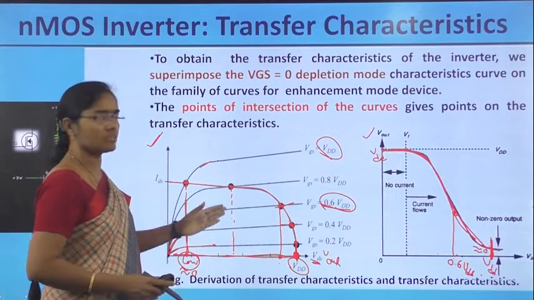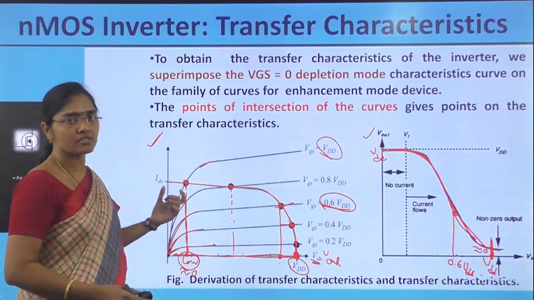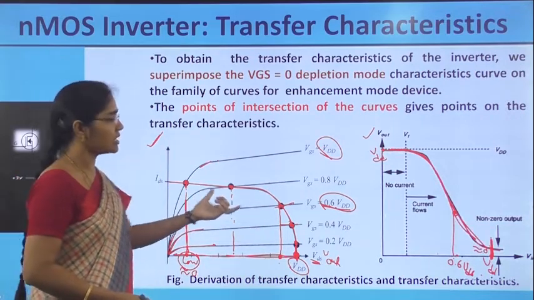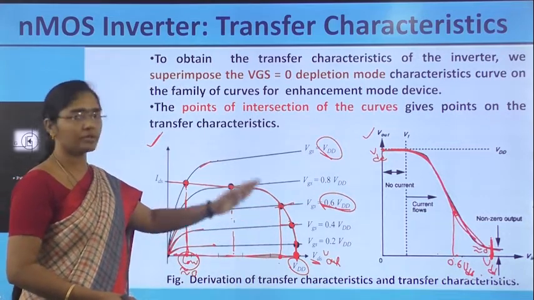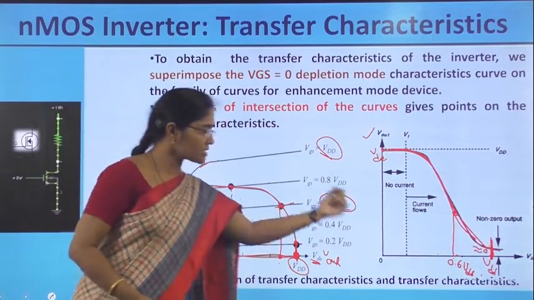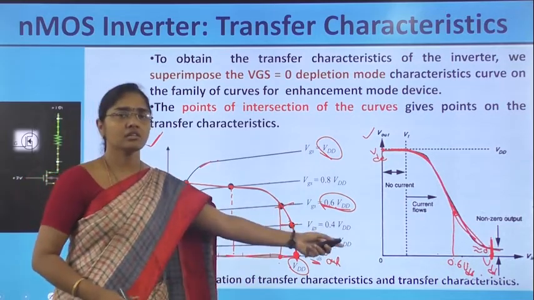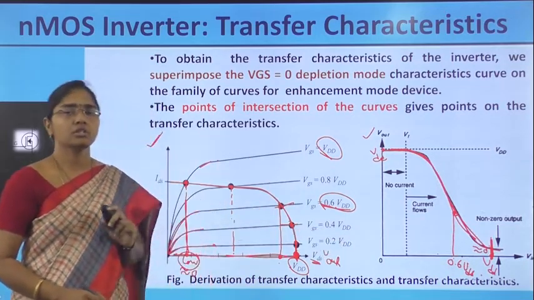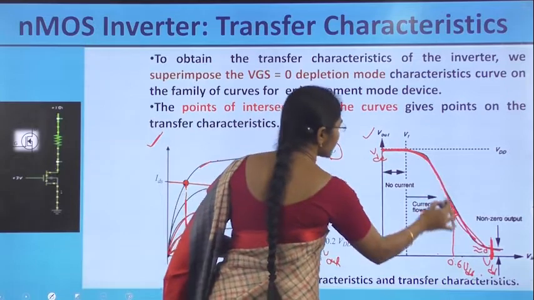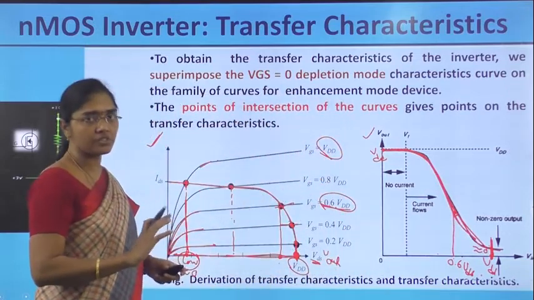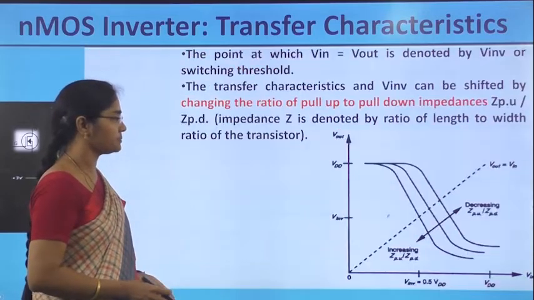So like this, by having intersecting points of the load line characteristics of both the pull down and pull up transistors, we can derive the transfer characteristics. So for this nMOS depletion mode pull up inverter, this is the transfer characteristics from the load line characteristics. Now these transfer characteristics can be varied. Let us see how it can be varied.